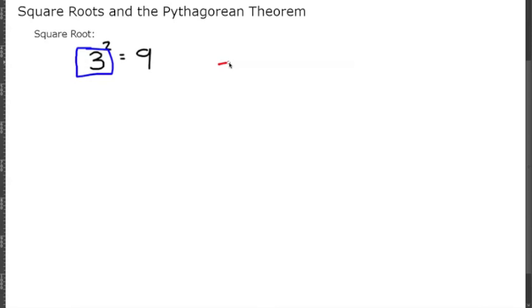The square root symbol looks like this, almost like a check with a line. So if I was to say the square root of 9, we know that that is equal to 3. However, the square root of 9 can also be a negative 3, because negative 3 times negative 3 also gives you 9. So the square root is the number that is multiplied by itself to get your answer.